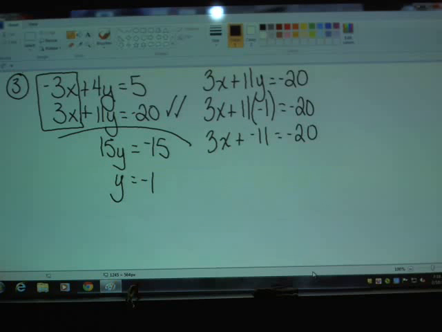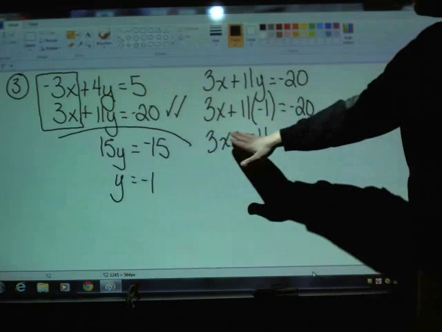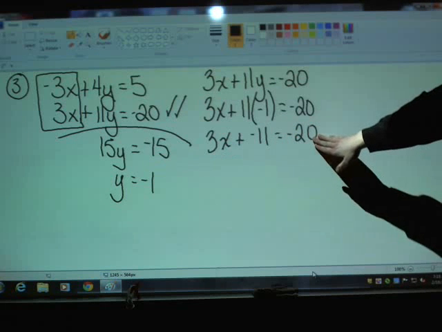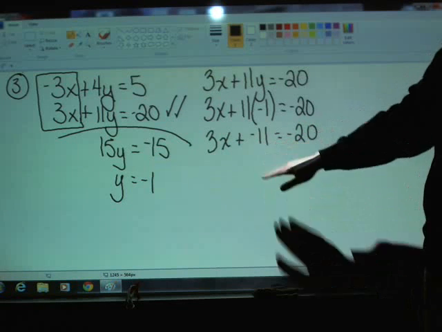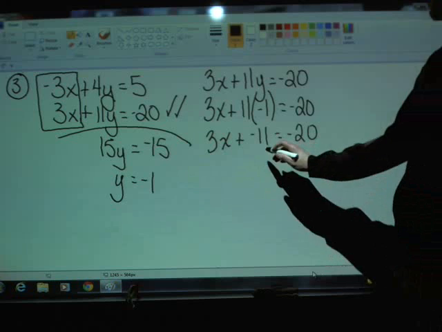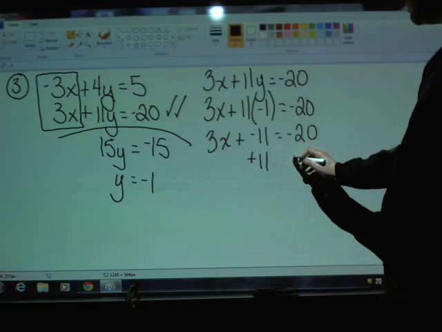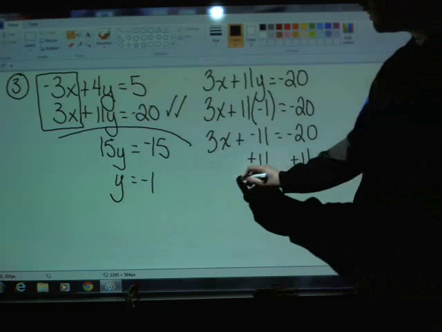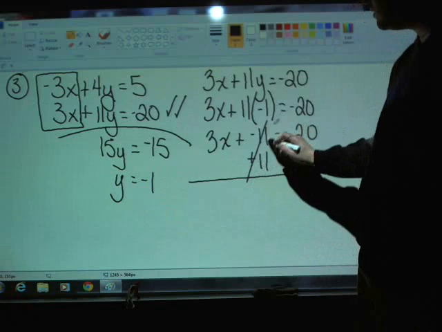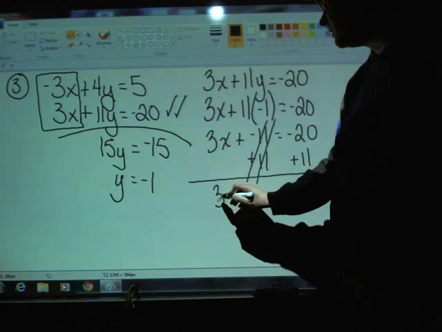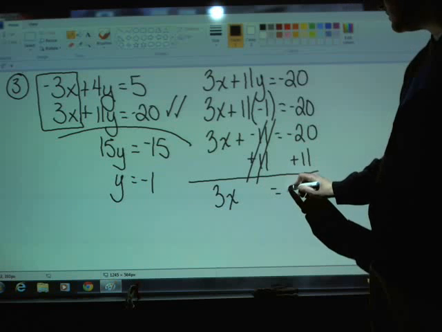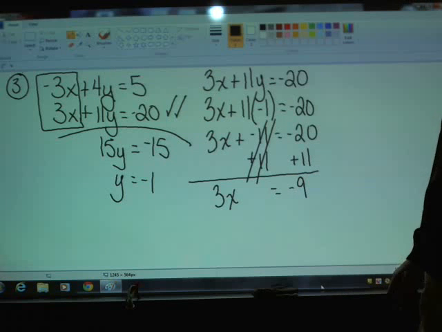All right, so use our rules of solving equations now. Variables on the left, numbers on the right. So the only trouble we have here is this negative 11. I'm going to move that to the other side by adding 11 to both sides. Cancel those out, and that gives me 3x equals negative 9.